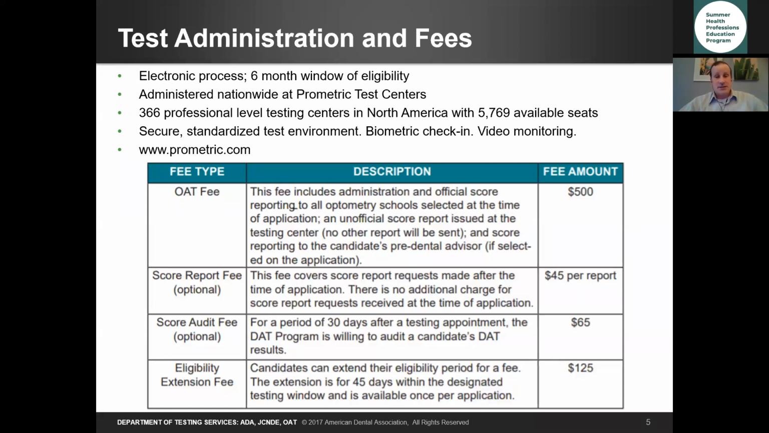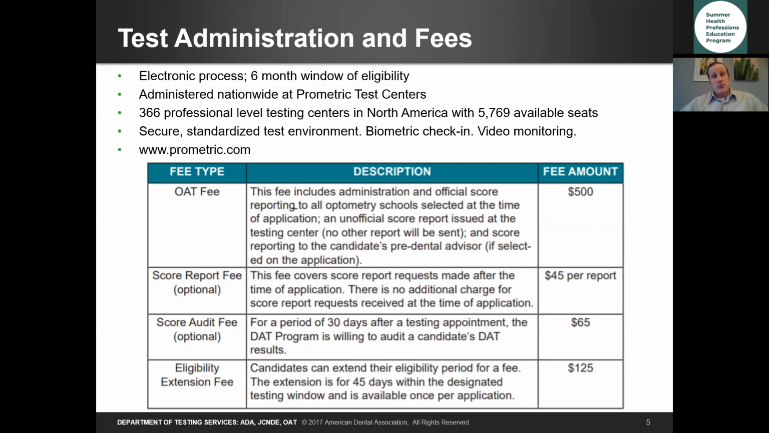You can select not to have it sent to all of the schools. You can select to have it sent to some, but not others. My recommendation is always that you pick to have the scores sent to every school, whether you plan on applying there or not, since it is free to do so at the time you submit the application.